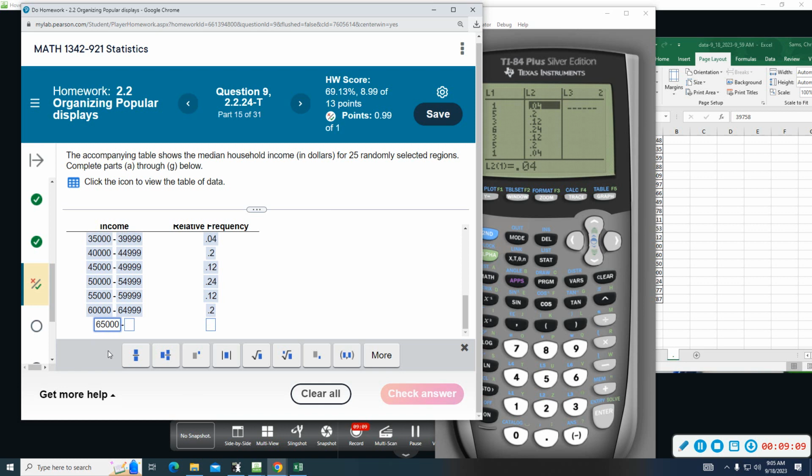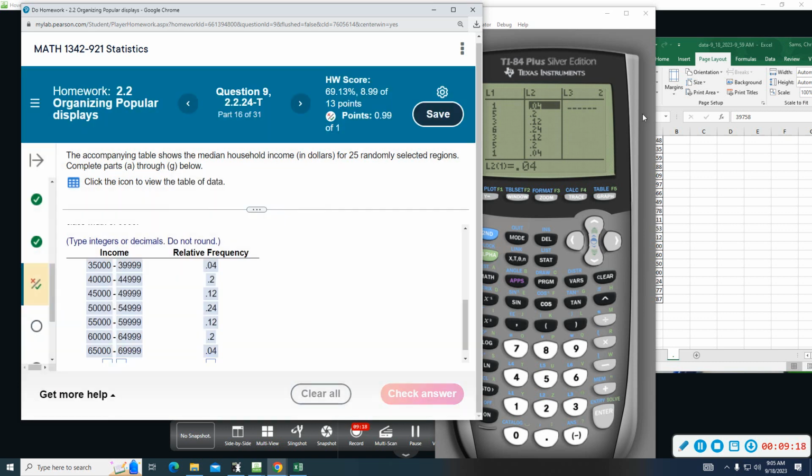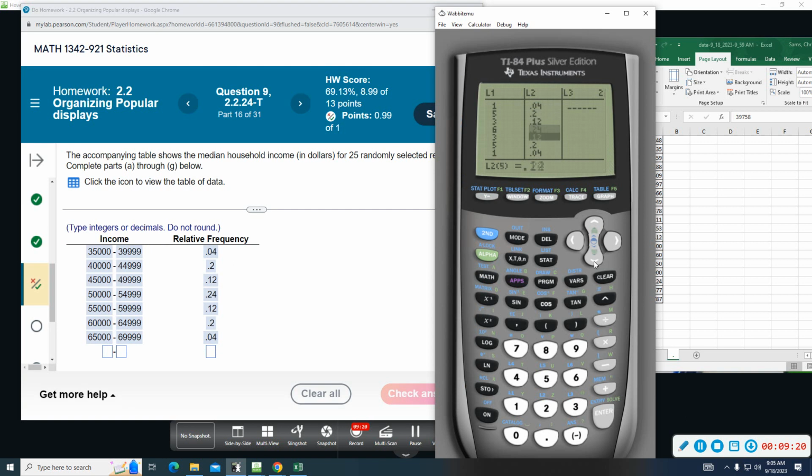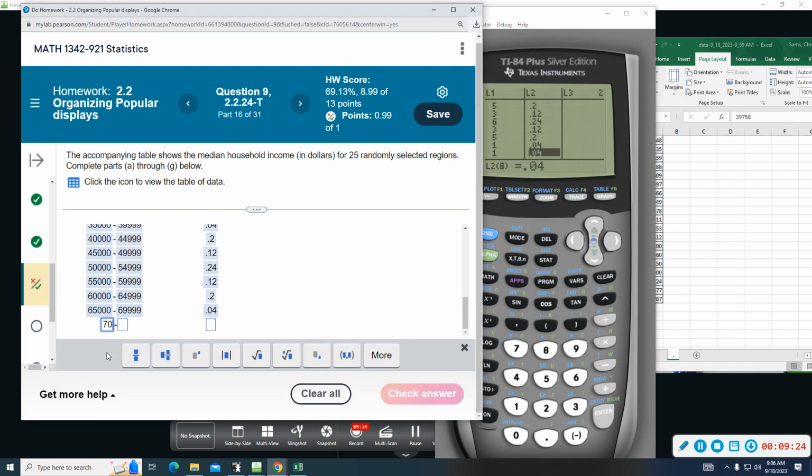65 and 69. It's going to be 0.04. And then the last one is also 0.04. So 70,000, 74, so 0.04.